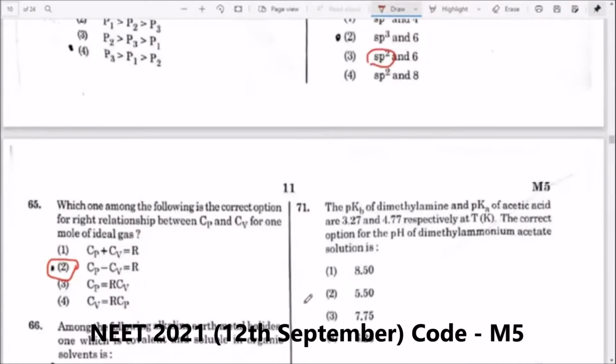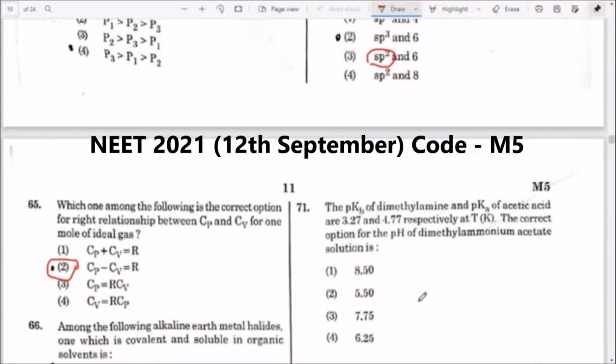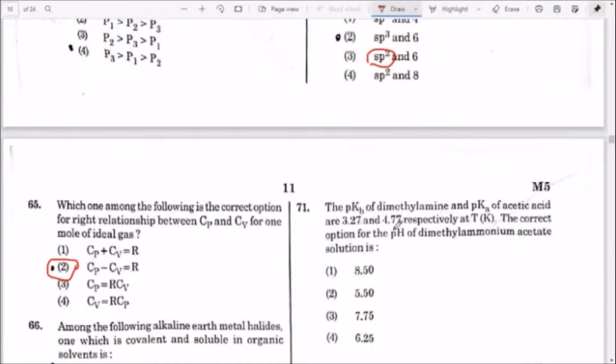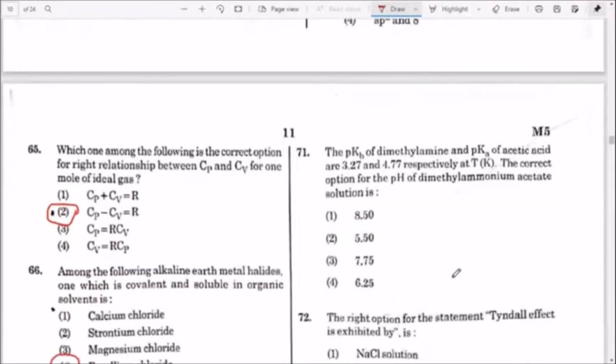Next, question number 71. The pKb of dimethylamine and pKa of acetic acid are 3.27 and 4.77 respectively at temperature T. Dimethylamine is a base. The correct option for the pH of dimethyl ammonium acetate solution is, so what is going to happen? It is acid and base. It is going to form salt. So what will be the pH? It is going to be nearly neutral, that is 7.75.